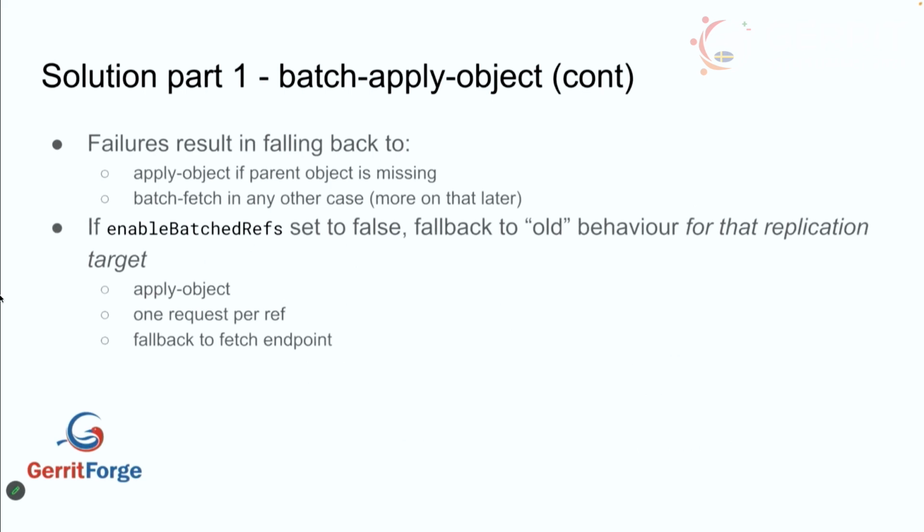Last but not least, on failures, using this batch apply object endpoint, we're going to fall back to the apply object if the parent object is missing, or in the batch fetch endpoint, which I'm going to talk about a little bit later. And as I have already demonstrated, if the flag is set to false, then we will fall back to the old behavior for that particular replication target, which means calling the apply object with 1 request per reference. And if anything fails, we'll fall back to the fetch endpoint, which is the existing behavior of pull replication.